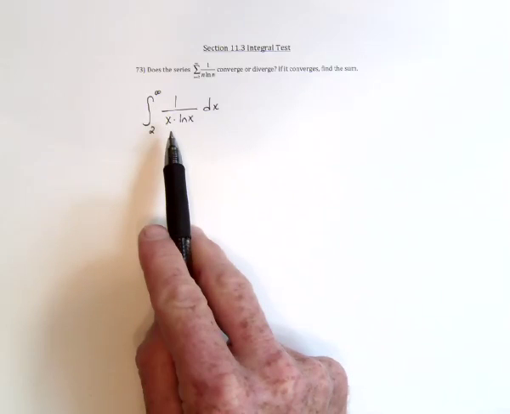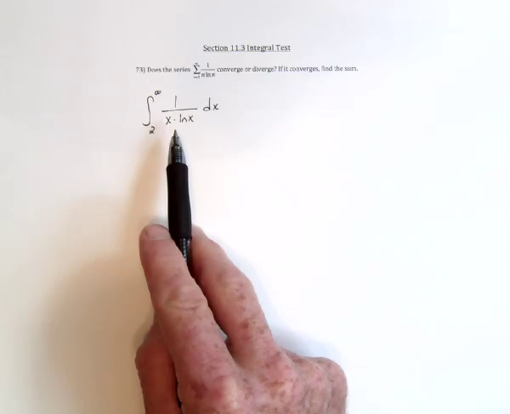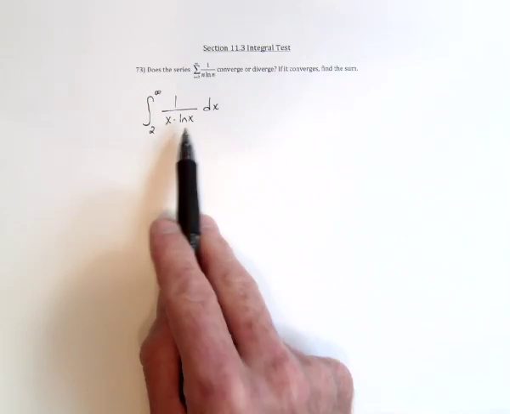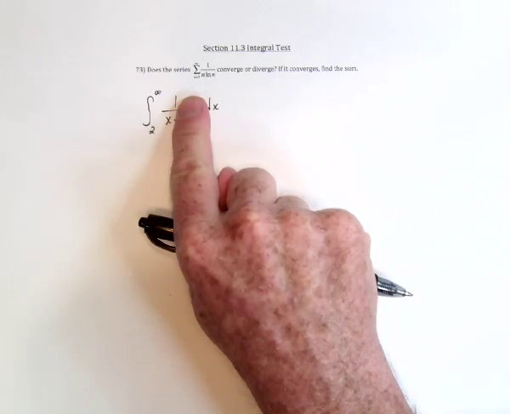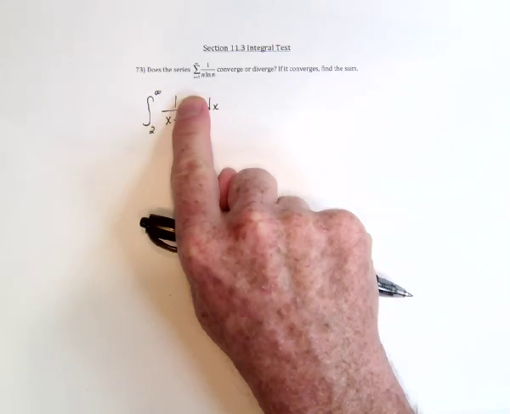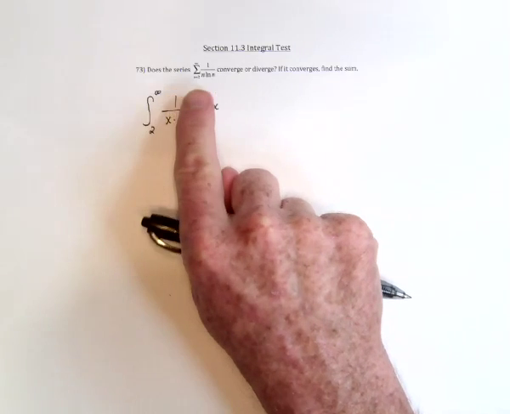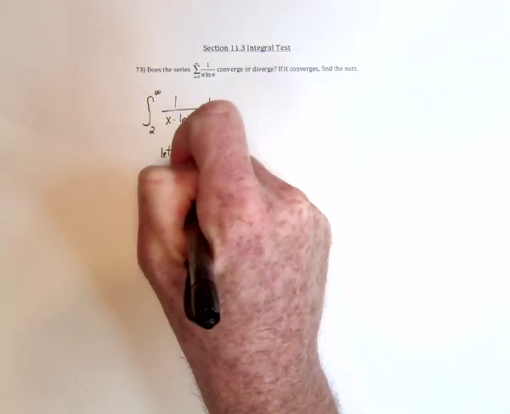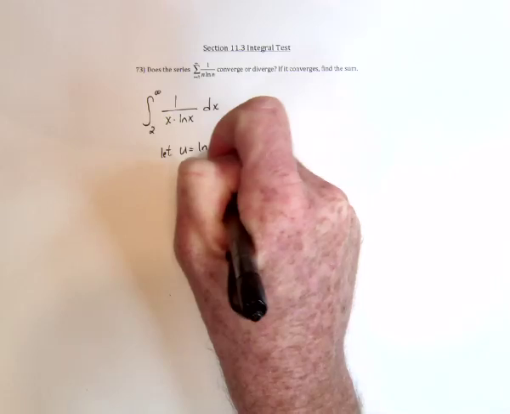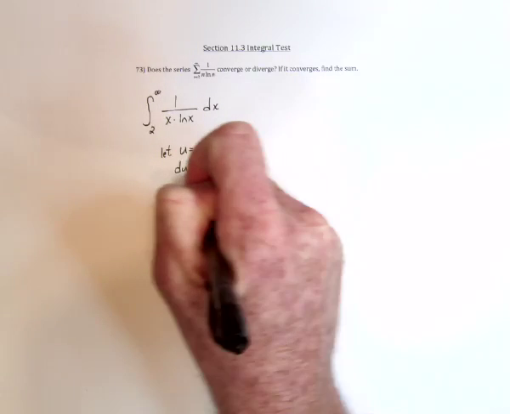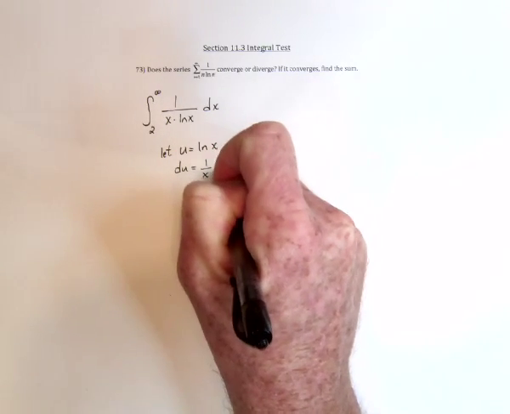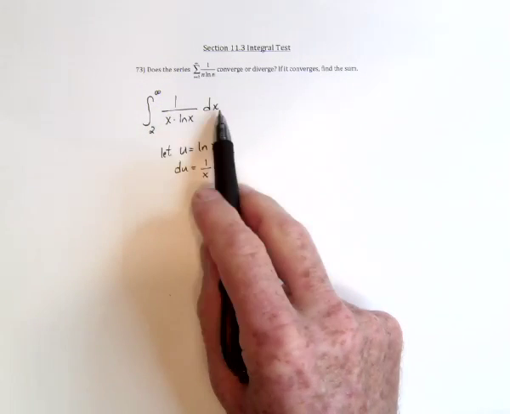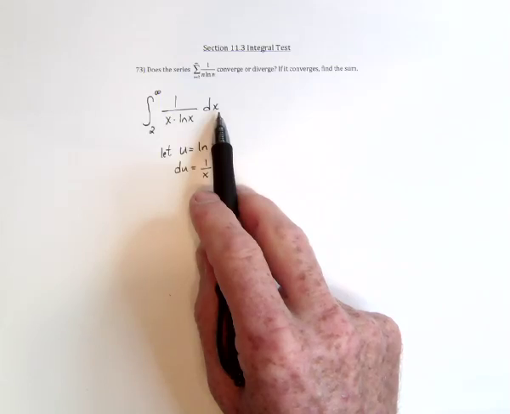Well, I've got these two guys inside the fraction, but if I keep in mind the derivative of the natural log of x is 1 over x, then that right there is going to be the du if I let u equal this natural log of x. So u is equal to the natural log of x. The du will be 1 over x dx. And this has 1 over x, and it has dx, so that's exactly what we need.